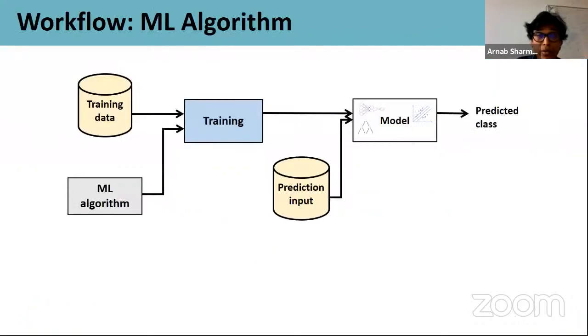First, I'll tell a bit about how machine learning works. Probably all of you already know this. Machine learning works in two phases. In the first phase, the machine learning algorithm gets trained on training data. After that, a predictive model is generated. If an input is given to this model, it gives you an output class.